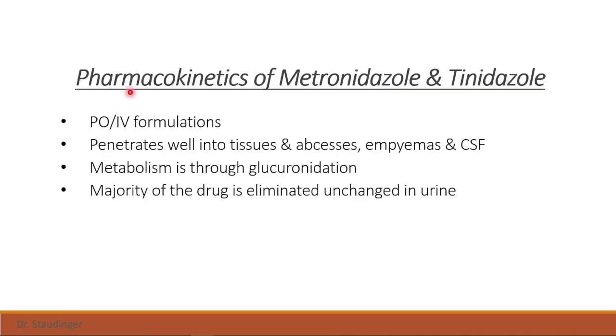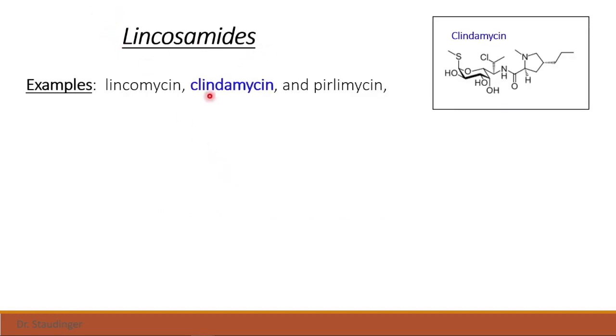Pharmacokinetic properties of nitroimidazole compounds: both come in PO or IV formulations. Both penetrate well into tissues and abscesses, as well as empyemas and cerebrospinal fluid. Metabolism is through glucuronidation, whereas the majority of the drug is eliminated unchanged in the urine. Let's talk about one of the lincosamides, clindamycin to be specific. Here is the structure of clindamycin.